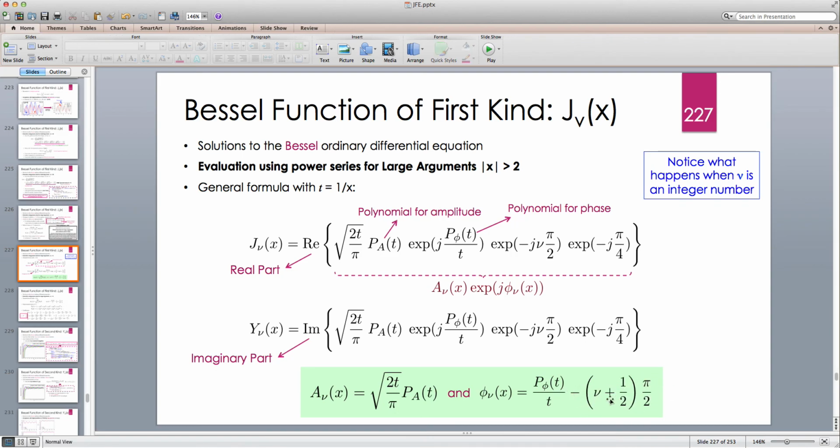All right? So nu could be a real number or an integer number, right? And when it's an integer number, we see something interesting happens, right? So this whole complex term that we are calculating, the real part and imaginary part, is just our amplitude a nu times exponential of j phi nu, right? This is the standard representation of the complex number, right? Amplitude and phase, e to the j times phase, and j is just the square root of -1 in case you don't know.